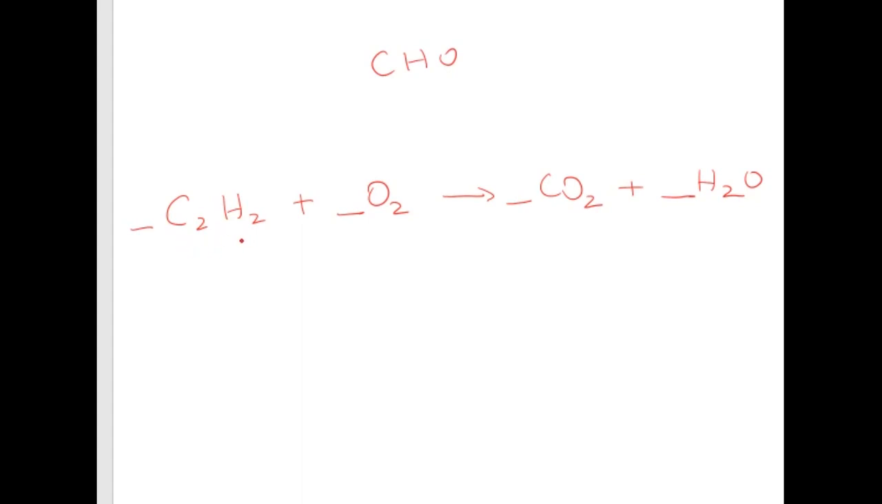To balance the carbon, we put a 2 here. We notice the hydrogen is already balanced. So now let's look at the oxygen. So we have 2 times 2, which is 4, plus 1 is 5 oxygens. Now I want you to think of any number that 2 times would give us 5.